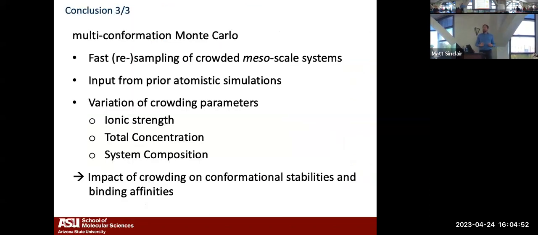So this is the tool that we can use to kind of reenact the all-atom simulations, which are really, really expensive. And in comparison, this is ridiculously cheap. We can resample these crowded simulations. We can use different scenarios. You can vary parameters like ionic strength and the total concentration of all the proteins. We can vary the system composition and then analyze basically the impact on crowding and the stability of certain states under different conditions.